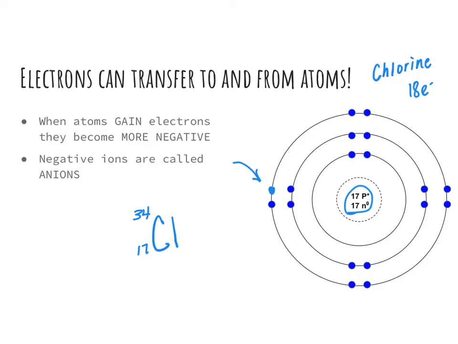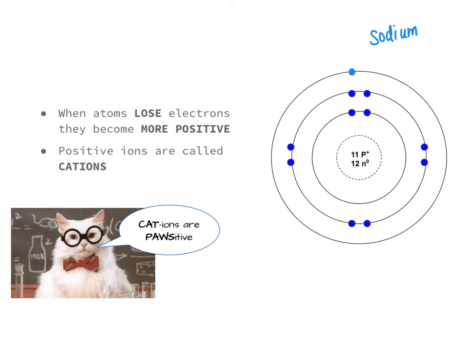And as I said, if we're gaining that 1 electron, now we have 18 electrons compared to those 17 protons. So overall, this atom, remember, had a -1 charge, and I am going to note that on my symbolic notation. I also mentioned that atoms can lose electrons. When they lose electrons, they're going to become more positively charged because basically they are getting rid of negative.